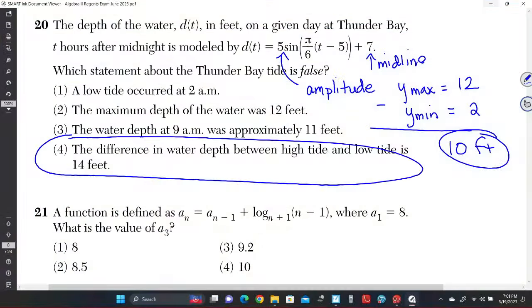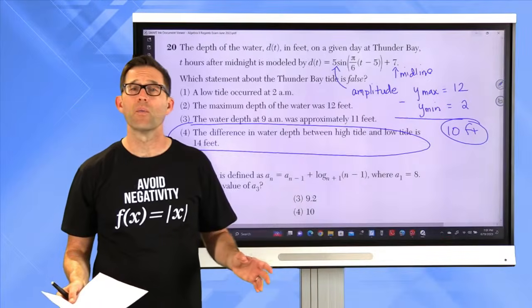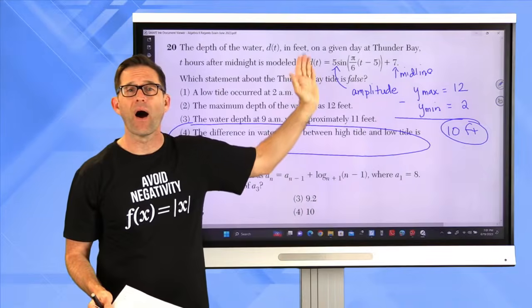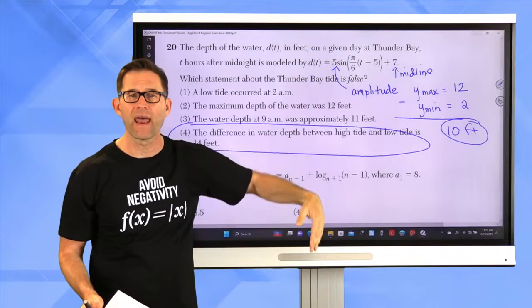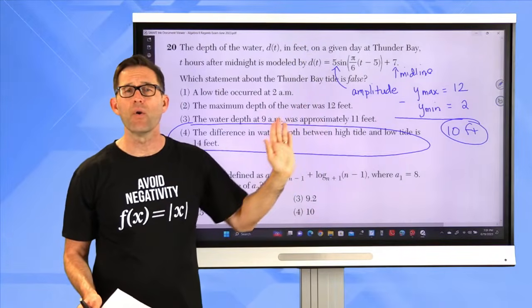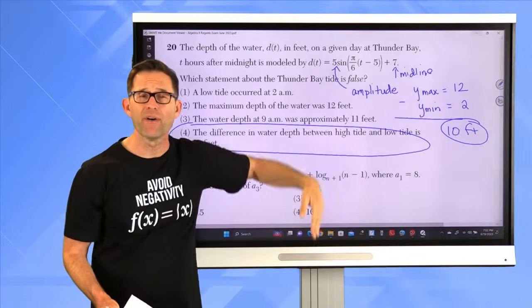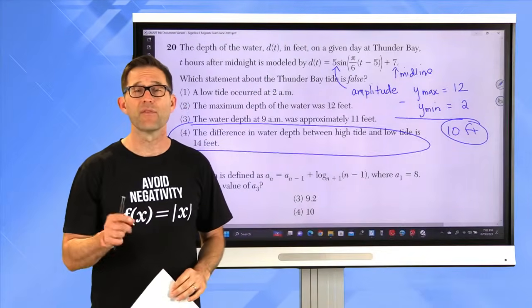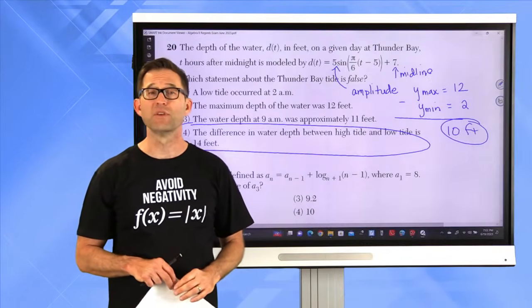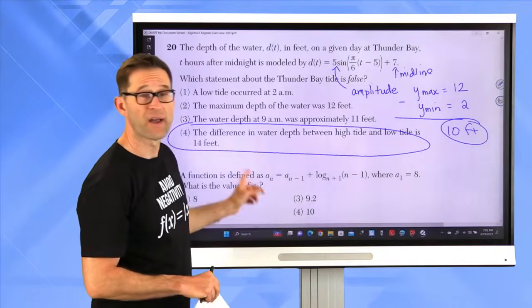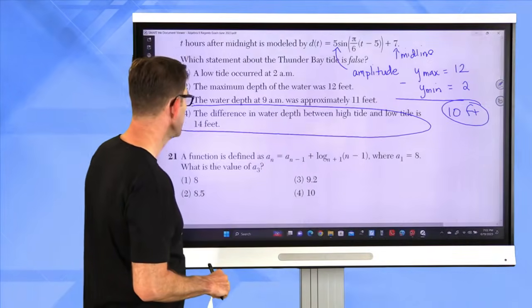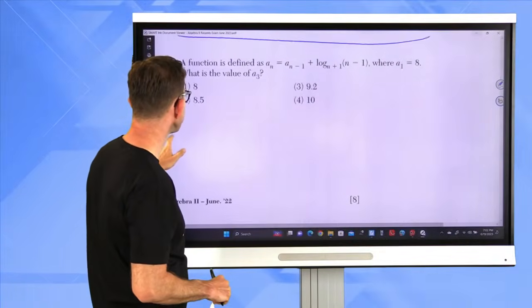By the way, the difference between the high and the low will always be twice the amplitude. The amplitude is how high up above the midline and how low below the midline you go. So if you go 5 above and 5 below, the difference between the high, the max, and the low, the min, will always be twice that, or 10. So I could have really gotten that right away, but I wanted to take advantage of the fact that I could do a little bit of graphing.